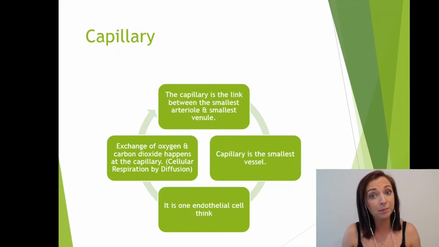But if you want to be an absolute nerd and love impressing your teacher or whatever, you can spit this back out at them. So if you're being really scientific, it's cellular respiration by diffusion. Okay, so that's just another term for that. Don't get overwhelmed by that.